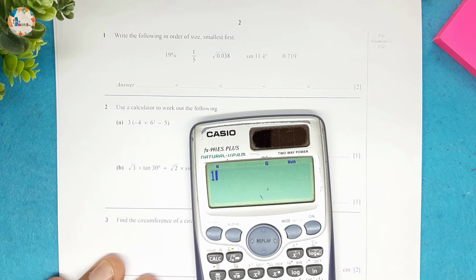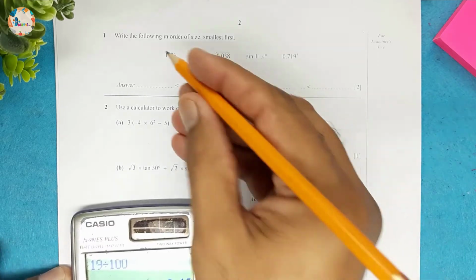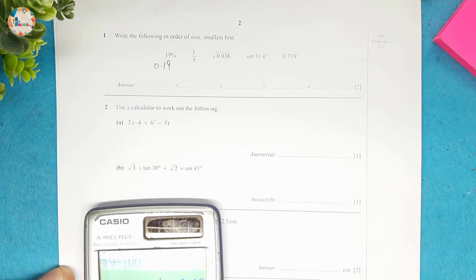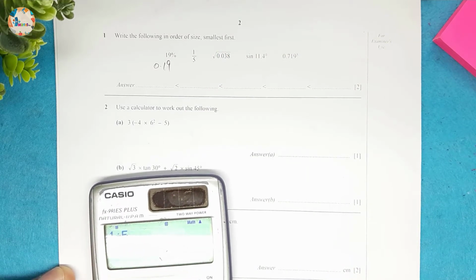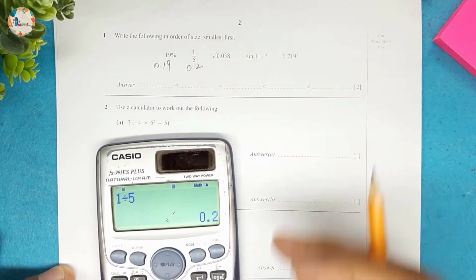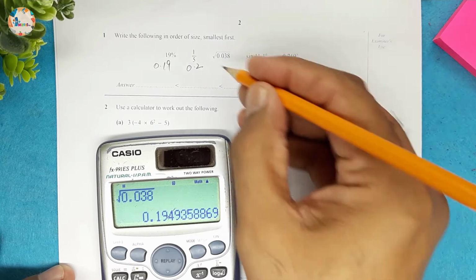So 19%, 19 out of 100, will be equal to 0.19, and 1 divided by 5 will be 0.2, and this one we can write 0.038.